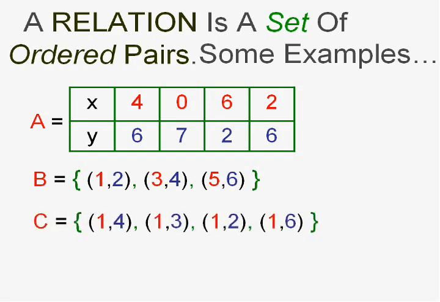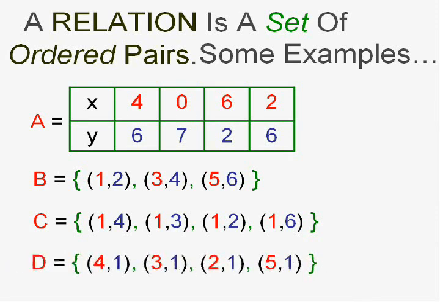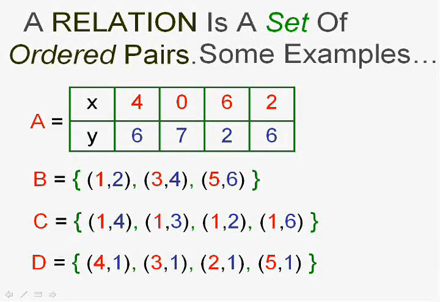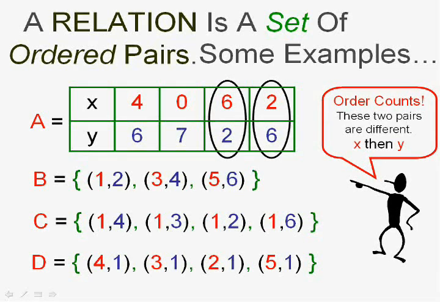Here's another one, relation C, the set of (1, 4), (1, 3), (1, 2), and (1, 6). And yet another, relation D. Same idea, a set of ordered pairs. And don't forget what I told you. Wait a minute. Order counts. These two pairs are different. But we're going to get in the habit of listing X, then Y. It's kind of easy to do because they're in alphabetical order.